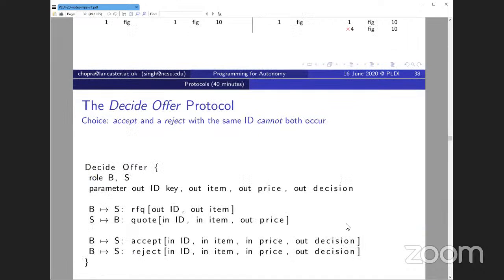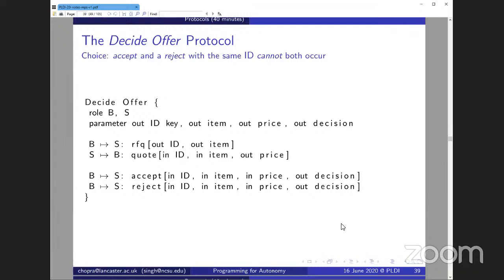Okay, so now we come to a situation where we can talk about the integrity violations. And let's say there's a simple notion. So we want to have a situation where the buyer may accept an offer or reject an offer.